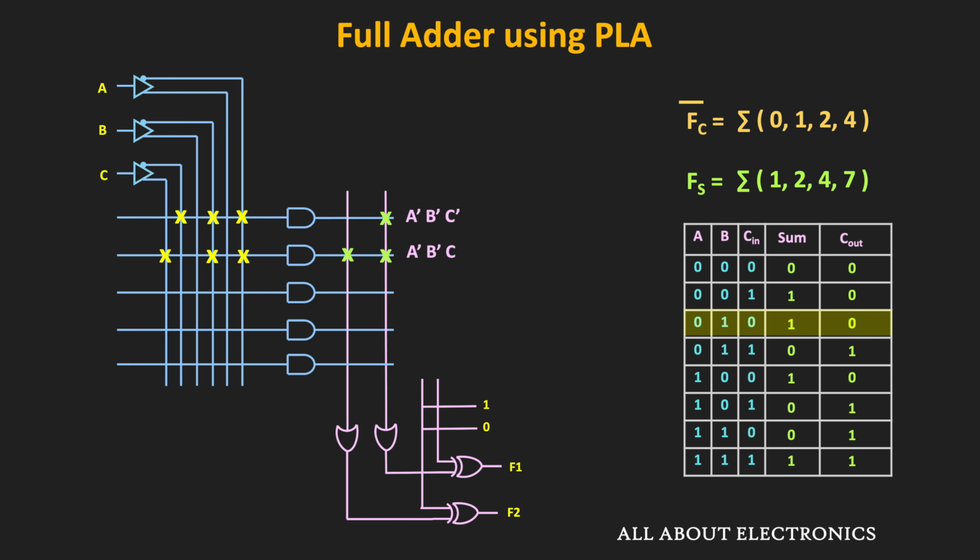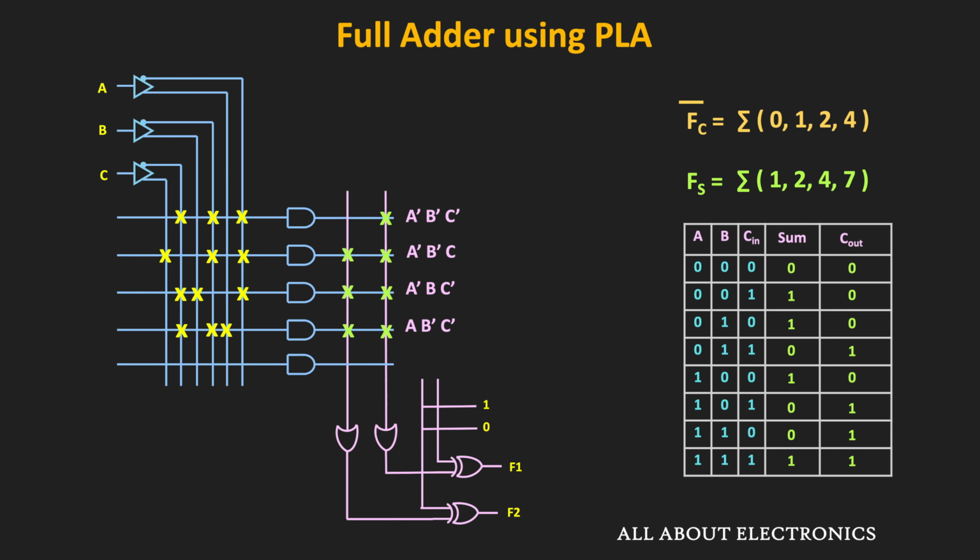Likewise, the third required minterm is equal to minterm M2, that is equal to A bar dot B dot C bar. And once again, this product term is required by both OR gates. Likewise, the fourth required minterm is equal to minterm M4, that is equal to A dot B bar dot C bar. And once again, this product term is required by both outputs. That is why the output of this AND gate is connected to both OR gates.